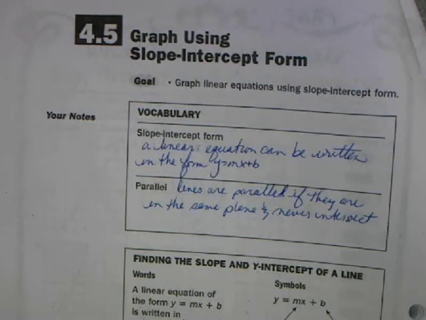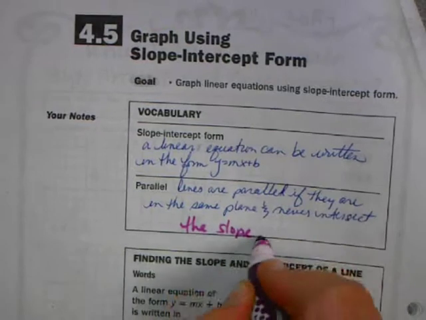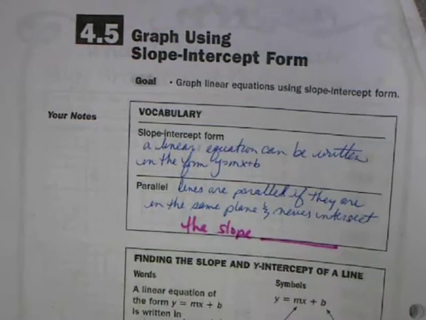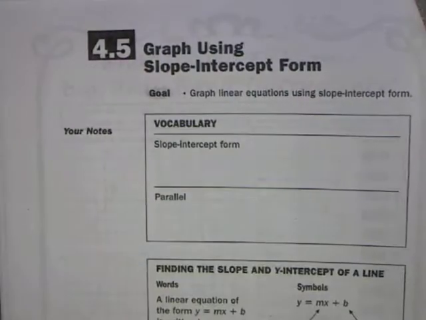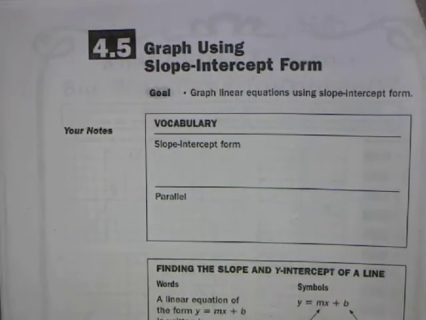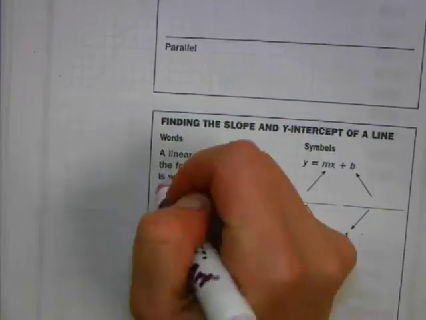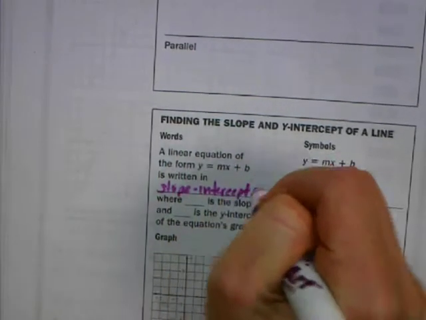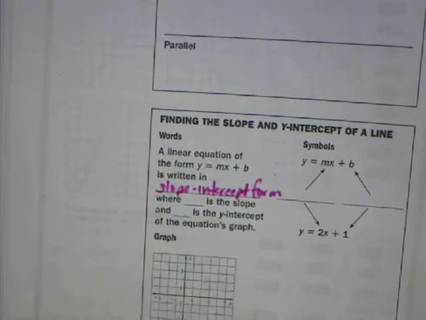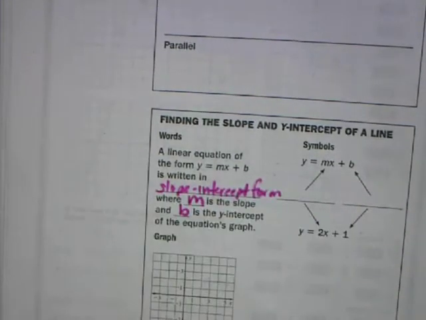So leave this right now and say the slope, and then we're going to fill it in as we go along and discover what we find out about the slope. Okay. So a linear equation, in the form of y equals mx plus b, is written in slope-intercept form, where m is the slope and b is the y-intercept.